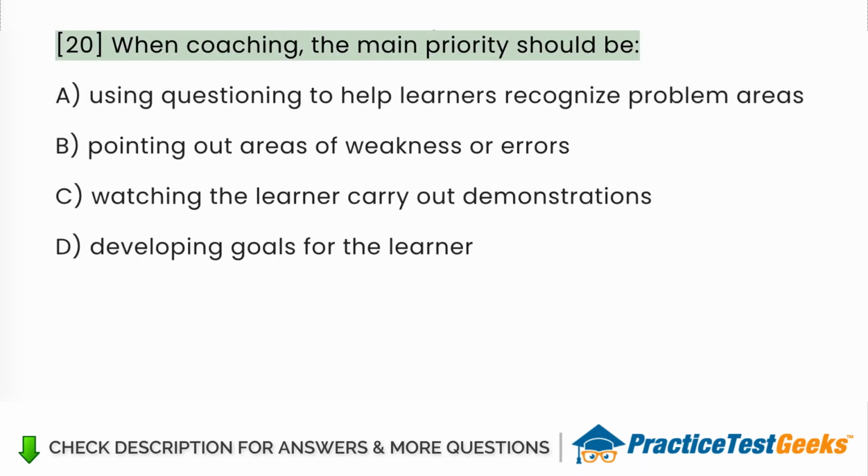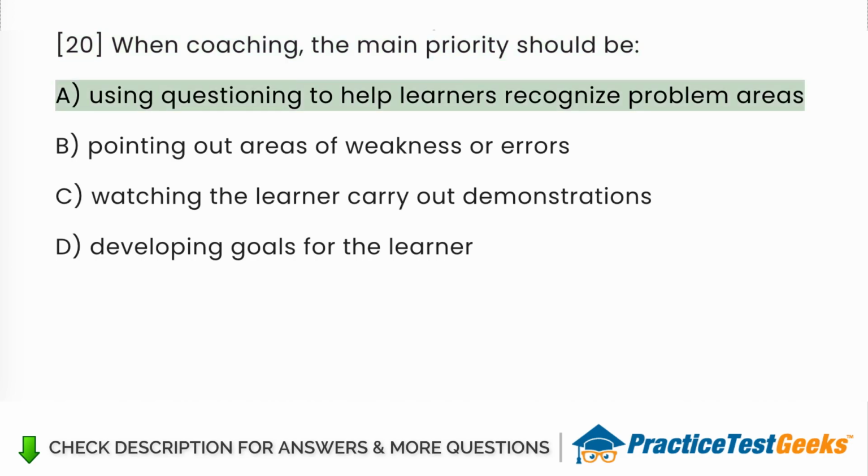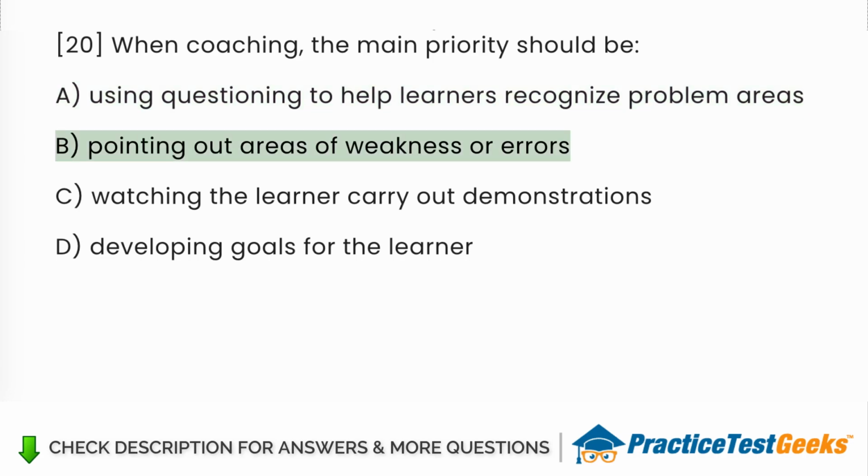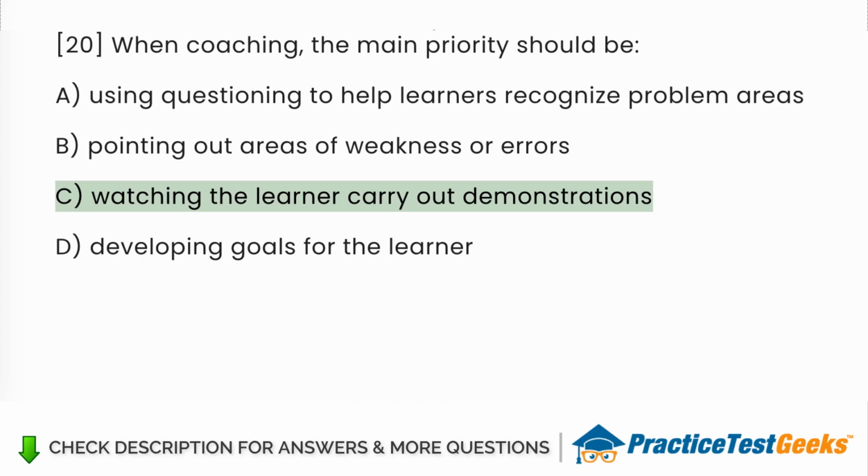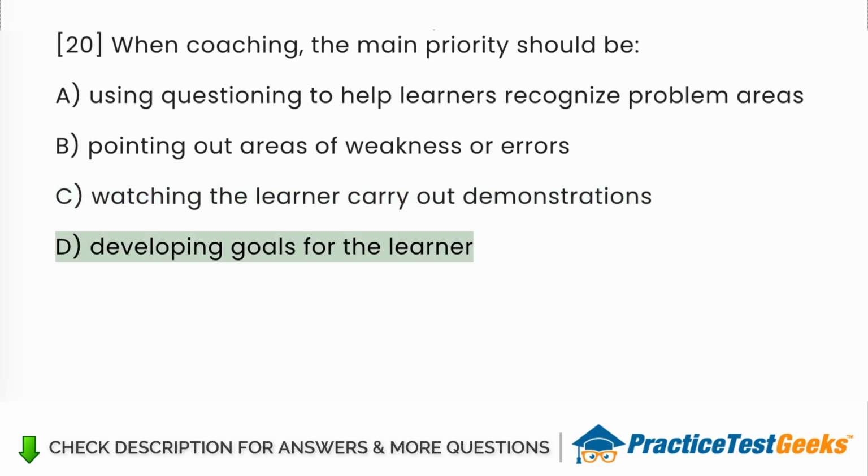When coaching, the main priority should be A. Using questioning to help learners recognize problem areas. B. Pointing out areas of weakness or errors. C. Watching the learner carry out demonstrations. D. Developing goals for the learner.